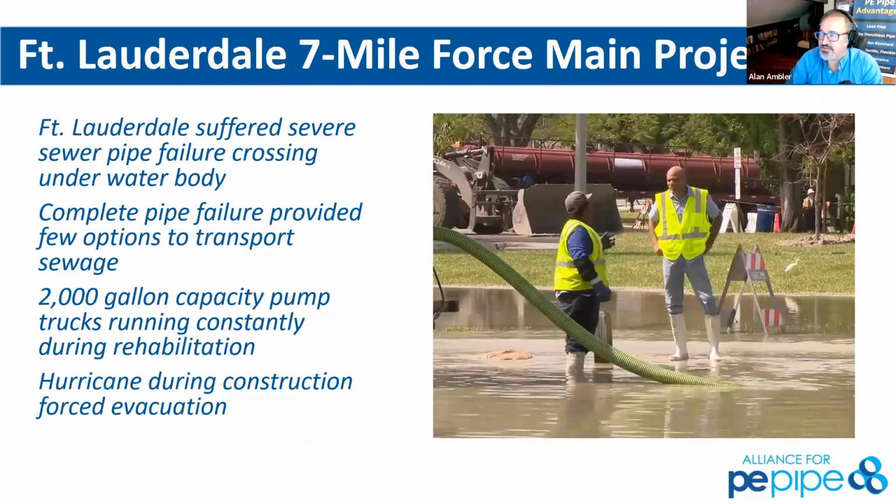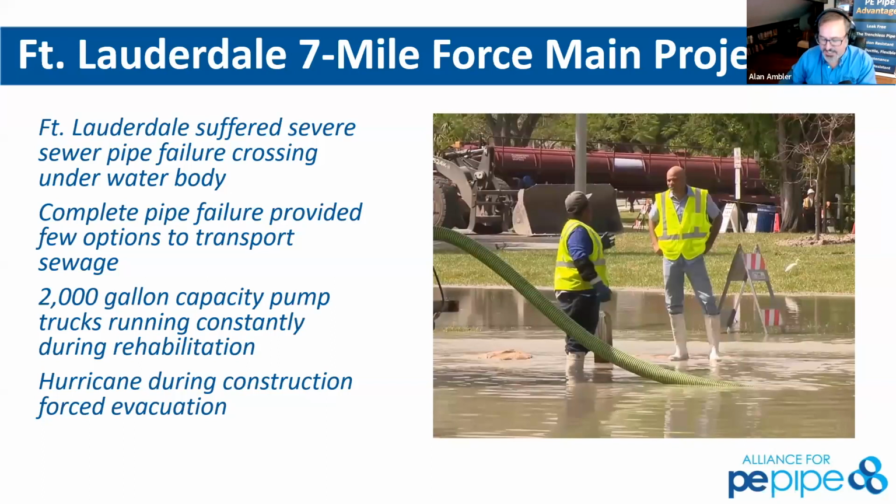It's the Fort Lauderdale 7-mile force main project. This is a complexity of different installation methods. Again, a short project timeline, and they have all of this raw sewage material being able to pour into the water body that's there. One of the big things that caught my attention is that every single day there were 20 to 25 vac trucks going from the upstream side of the force main down to the downstream side of the force main on a 24-hour rotation.